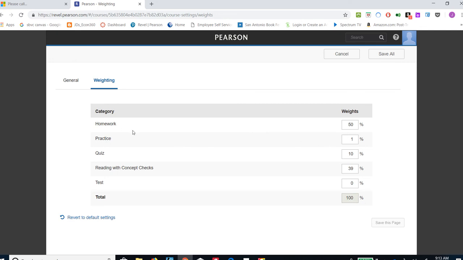50% of the weight is on the homework, okay, as you're going at the end of the chapter. I want you to do the practice. If you neglect it, you won't get any points. The quiz is weighted 10%, so if you don't do all that well on the quiz, you can still do very well in the course. The reading with concept checks is, again, weighted roughly 40% of your grade. So you want to take these things seriously as you go through these chapters.